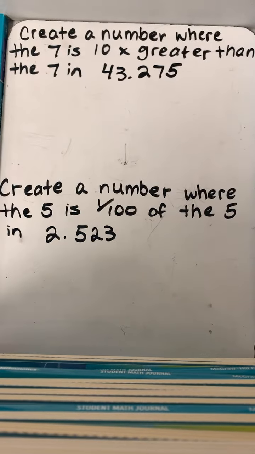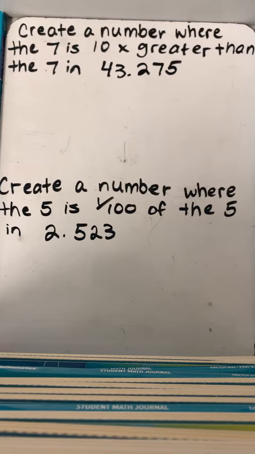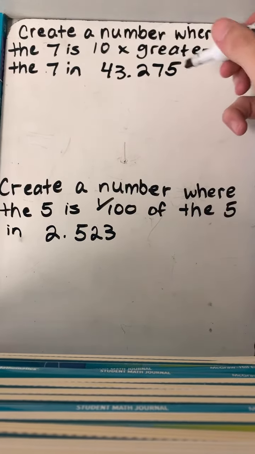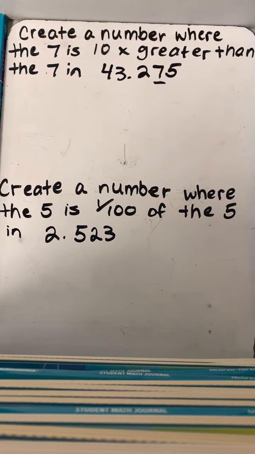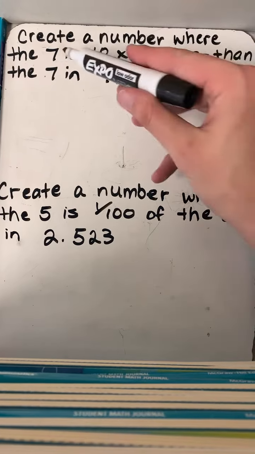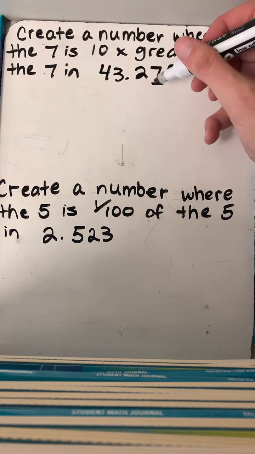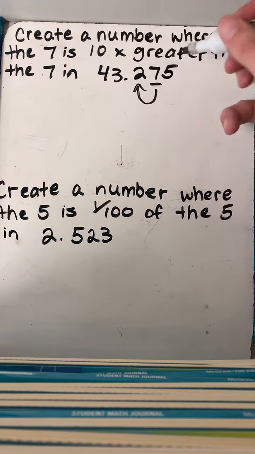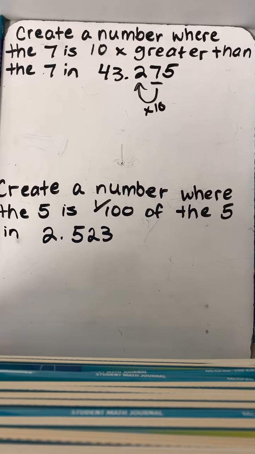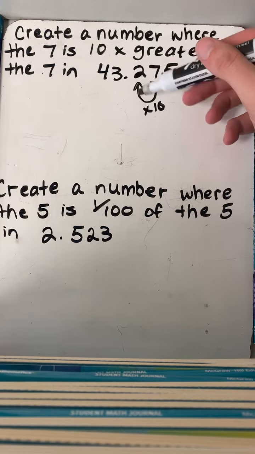So for this first example, it says create a number where the 7 is 10 times greater than the 7 in 43 and 275 thousandths. So what we're focused on here is this 7. Now it says create a new number, so you're going to create your own number where the 7 is 10 times greater. If we remember when we learned about place value, every time we move to the left, a number gets 10 times greater. So all we have to do here is, since we're in the hundredths place right now, if we move once to the left, then we are in the tenths place.